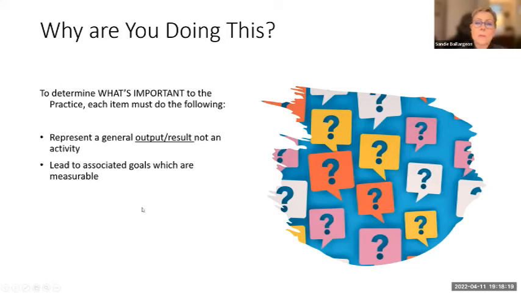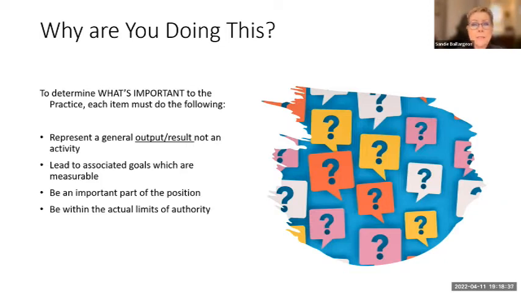Lead to associated goals which are measurable. If something is measured, it gets done. So it's very important that they are quantifiable and measurable results. And that gives objectivity to the actual activities that they're doing. It has to be an important part of the position. So calling patients who are late for appointments or who haven't shown up for appointments, calling your recare lists, making sure that the next appointments are scheduled. So those are important parts of the position. It must also be within the actual limits of the authority.